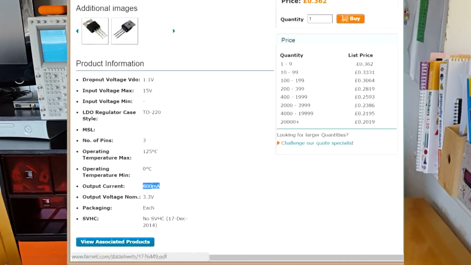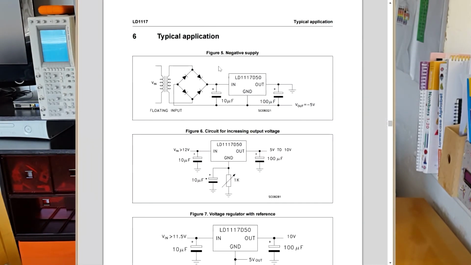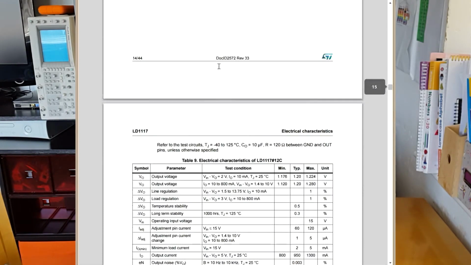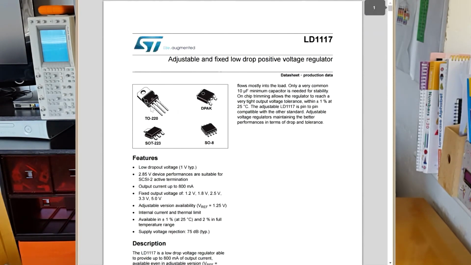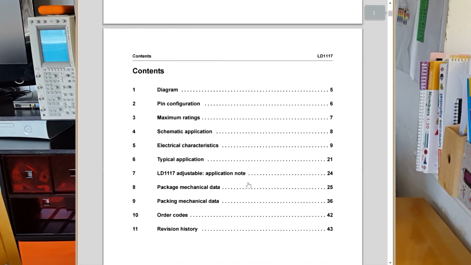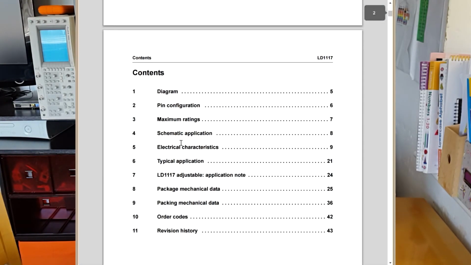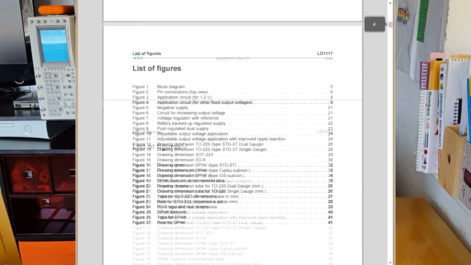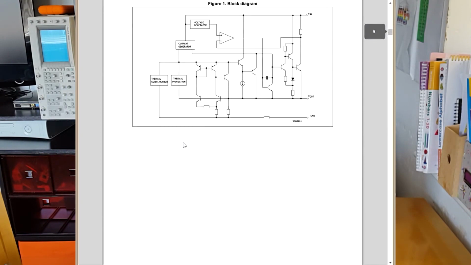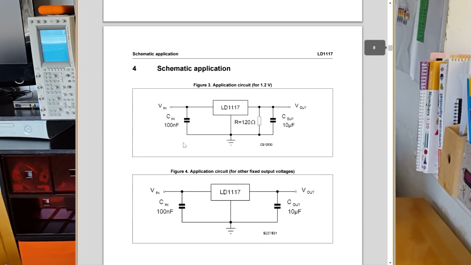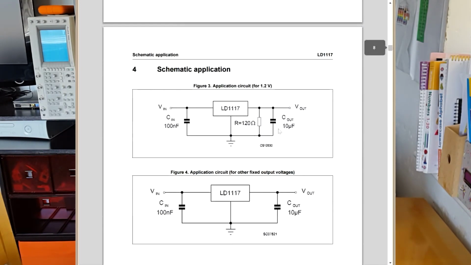Okay, we take a look at the datasheet. So this datasheet actually describes a number of devices. So actually a whole series of voltage regulators, adjustable and fixed. We're only going to use this as a fixed voltage supply. So do we have an application note somewhere here for the fixed voltage? And here we go. So this is your simple application note. Not going to be at 1.2 volts, so we're going to be other fixed voltages.